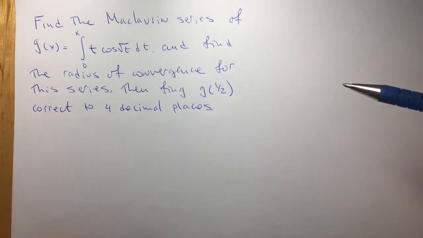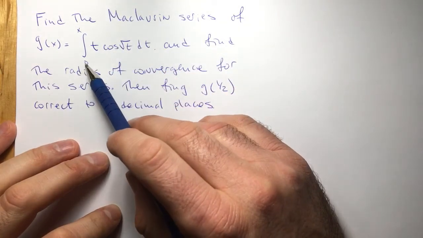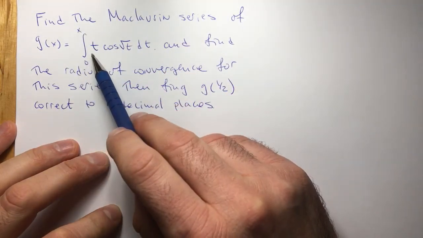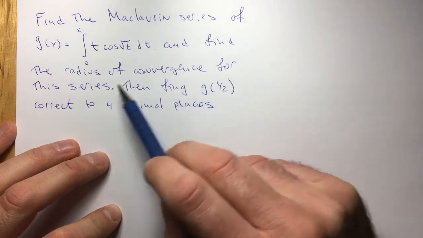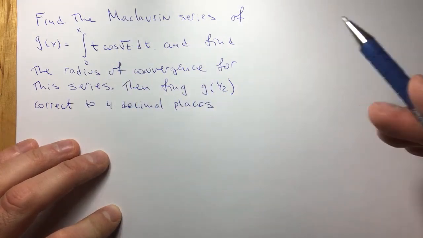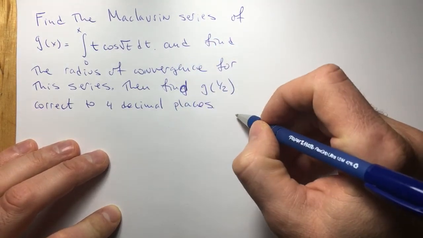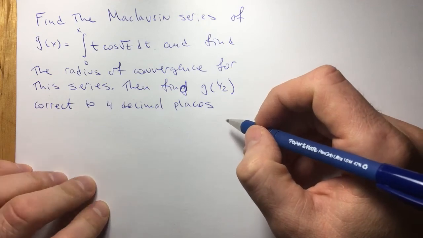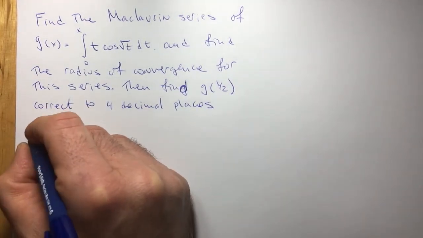So in this video we will solve the following problem. It says find the Maclaurin series of the integral from 0 to x of t cosine of square root of t dt and find the radius of convergence for this series. Then find g of a half correct to 4 decimal places. Okay, so we'll start with the function.